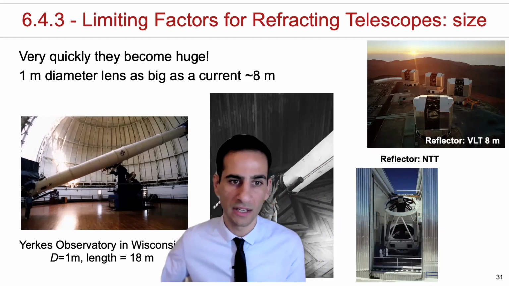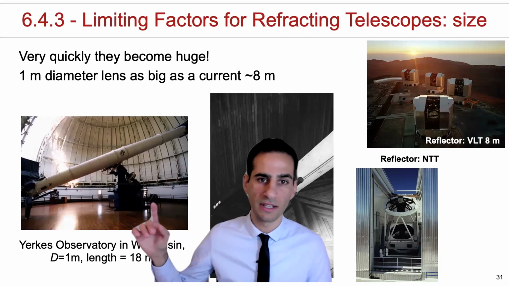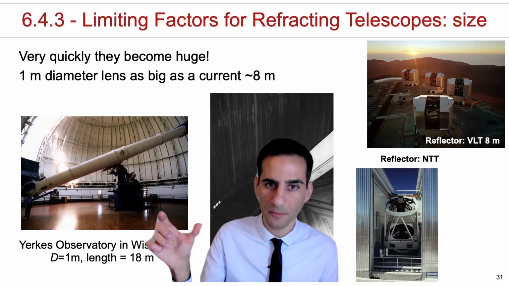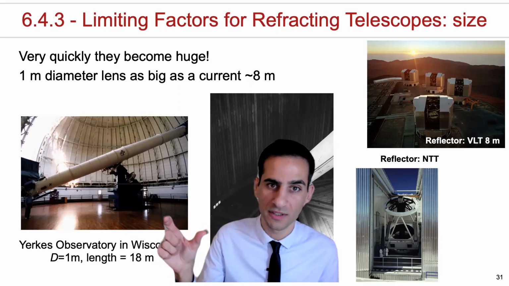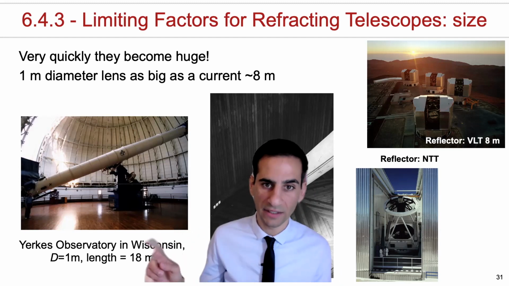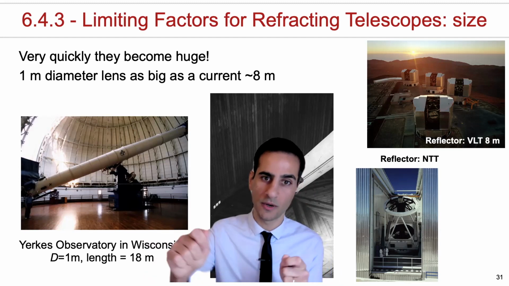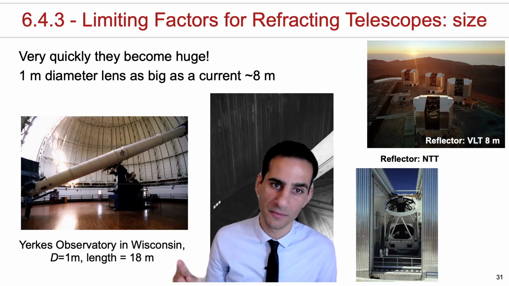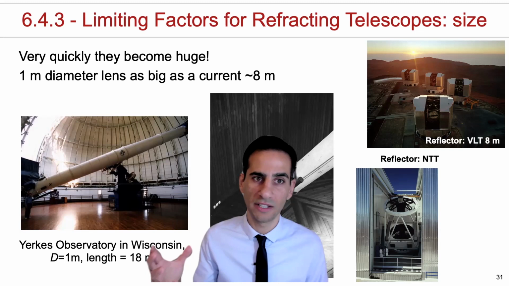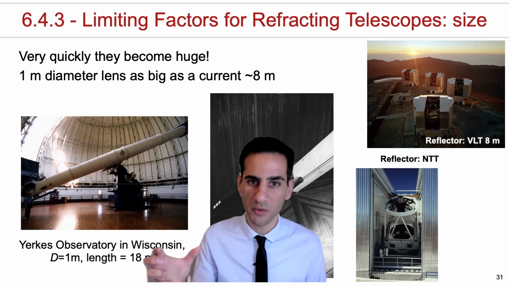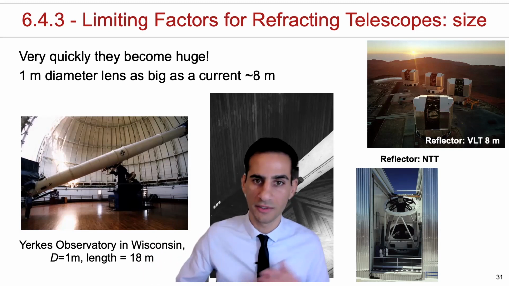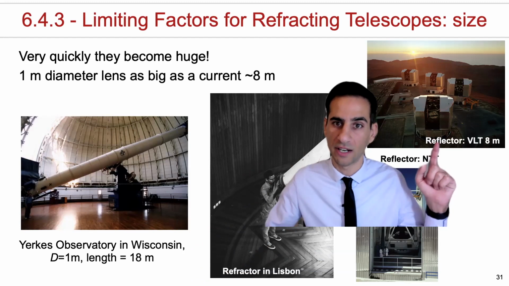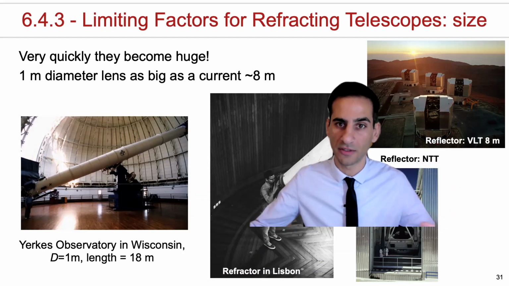And you can see an example here in Wisconsin that a diameter is just 1 meter, which for modern telescopes is not big of an aperture, but the length, because of the distance where the light will actually converge, will already be 18 meters. And therefore, even telescopes that only have a diameter of something like 1 meter will start to be as large as some of the larger telescopes that actually have apertures of 8 meters.